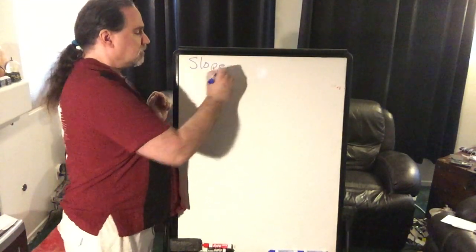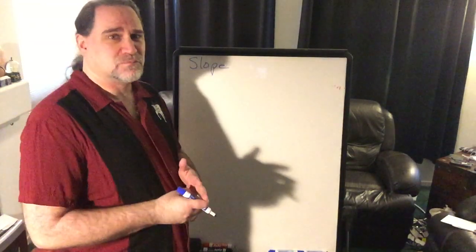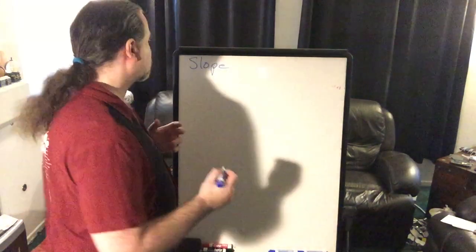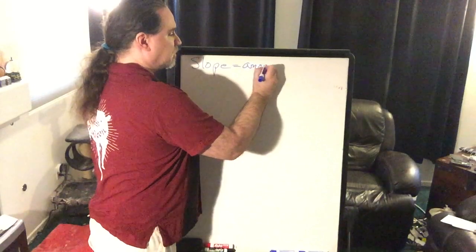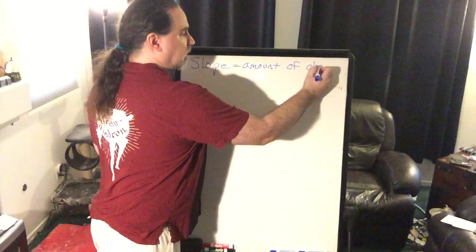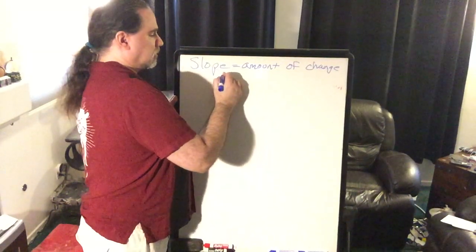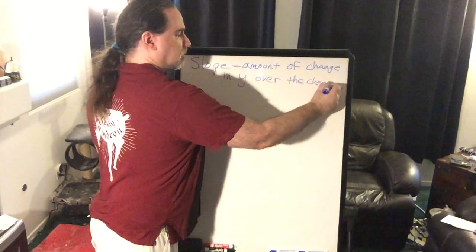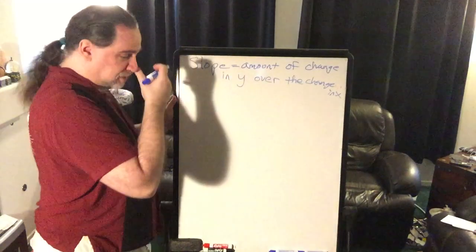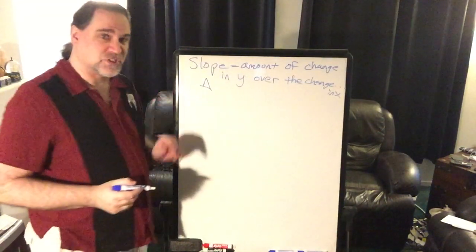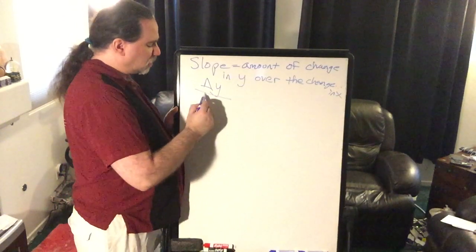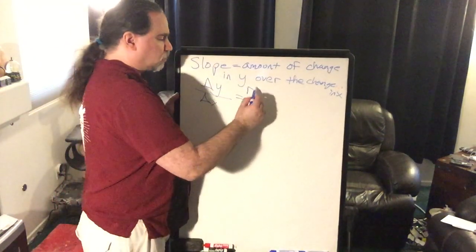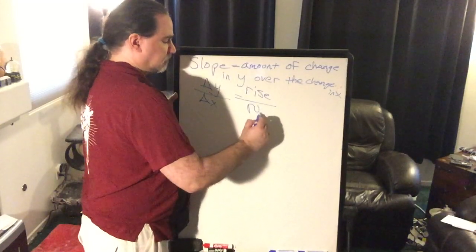What is slope? Now, we're talking about slope of a line specifically. We could use slope when we're talking about an array as well, if you remember our last lesson, but we're really just going to mostly focus on lines. Okay, the slope is the amount of change in y over the change in x. In other words, we're going to use the symbol delta for change. Change in y over change in x. You might have heard this before. We're going to talk about it as rise over run.